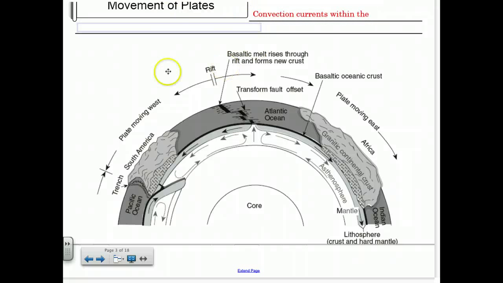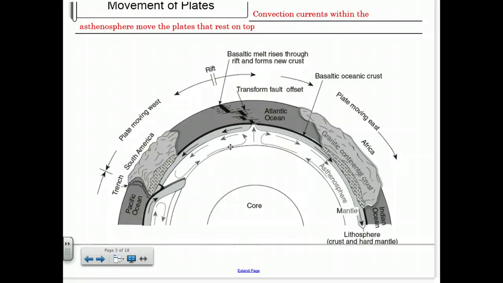The plates move because of convection currents within the asthenosphere, and we talked about that asthenosphere, this layer in the earth, the upper part of the mantle, that is this part right here that is plasticky. It's like that silly putty that I showed you. And the plates themselves, the upper part of the mantle and the crust, ride on top of that asthenosphere. And the currents within that cause the plates to move.